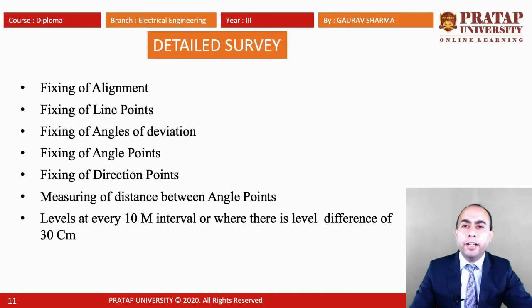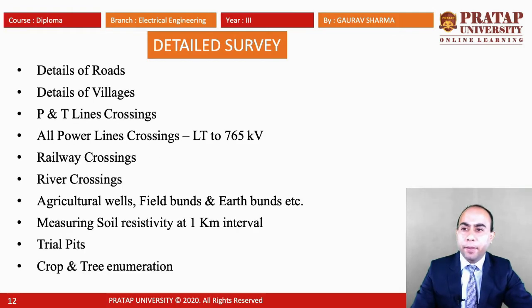Now, when we have the detailed survey, it includes fixing of alignment, fixing of line points, fixing of angle of deviation, fixing of angle points, fixing of direction points, measuring of distance between angle points, and levels at every 10-meter interval, or where there is a level difference of 30 centimeters. So these are covered by the detailed survey.